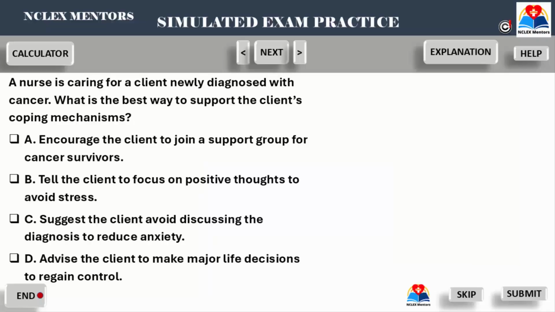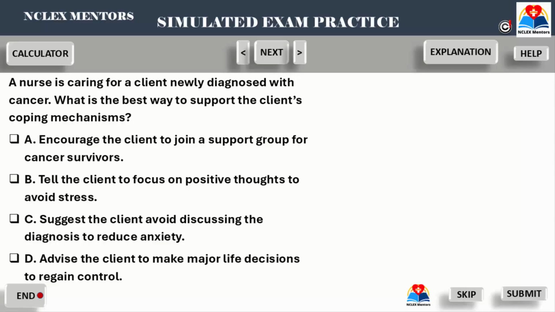All right, everyone, let's talk about something that really matters in patient care: coping mechanisms and emotional support, especially when the diagnosis is life-changing. You've got a client who's just been told they have cancer. Now pause. Imagine what they're going through: fear, uncertainty, grief, questions.